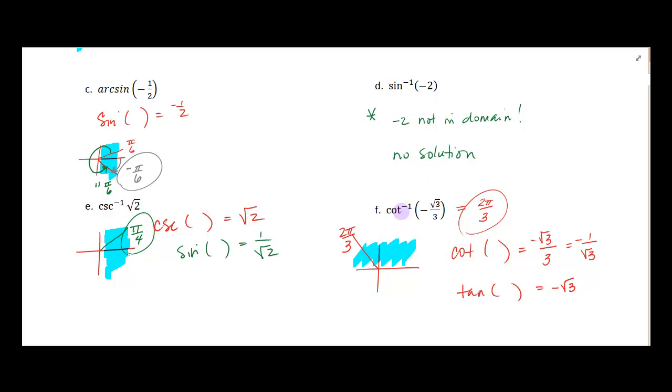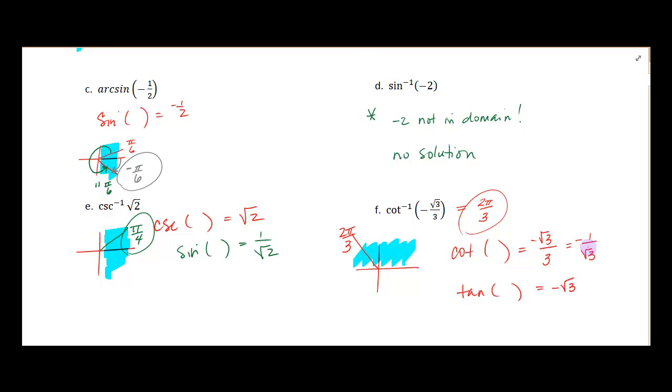The next one I asked you to do is the inverse cotangent of negative square root of 3 over 3. I went about this a couple of different ways. First of all, I drew my picture and determined that the inverse cotangent lives in quadrants 1 and 2. Now, I asked myself, the cotangent of what angle equals the negative square root of 3 over 3? And I went ahead and rewrote that as -1 over the square root of 3. So I kind of reversed this. That's what it would look like normally.